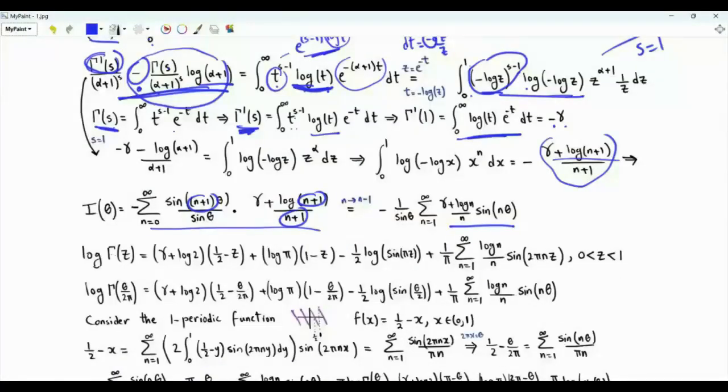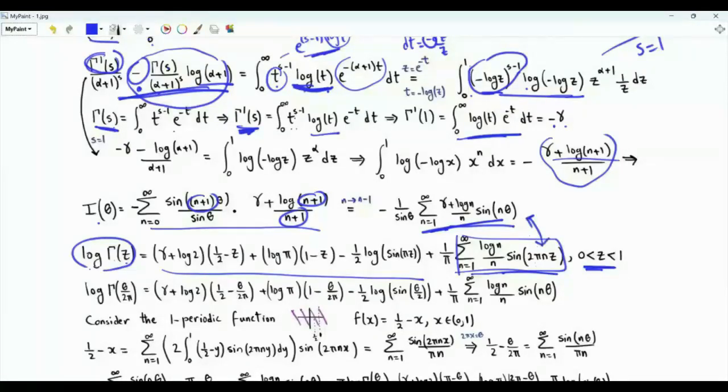Now we make use of the Fourier series of the logarithm of the gamma function. Log gamma of z, where z is between 0 and 1, is given by these terms and this summation here. Note that we are making use of the logarithm of the gamma function for the particular reason that this Fourier series has a summation that looks very much like the summation that we have for I of theta. Let's match these two sums. I of theta has n theta, and here we have 2 pi n z. It seems like a good idea if we replace z by theta over 2 pi.